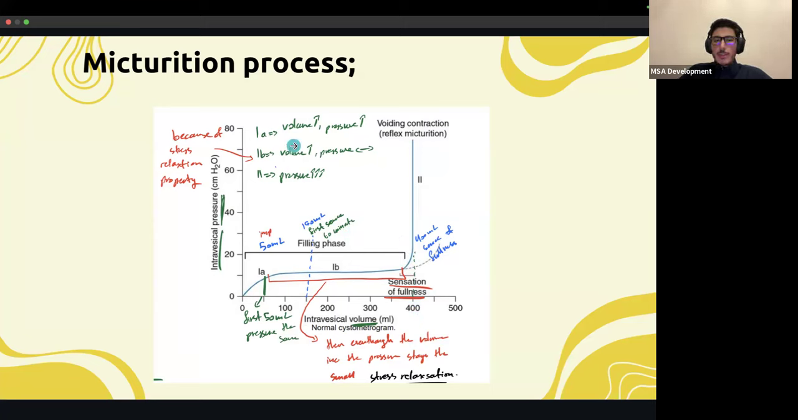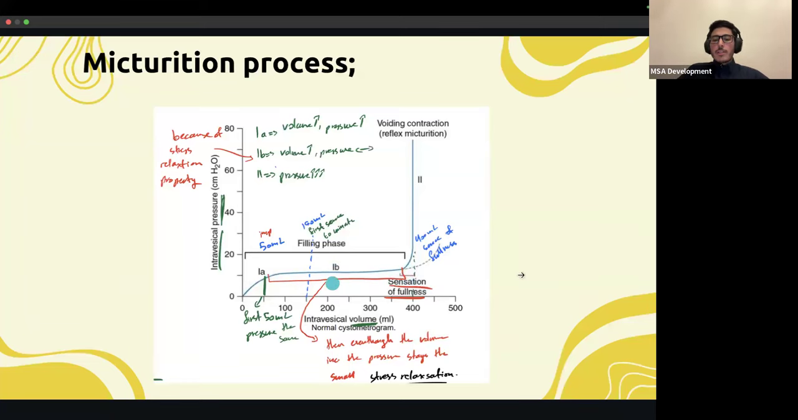I mentioned that in segment 1A, you have an increase in volume and also an increase in pressure. In segment 1B, you have an increase in volume, but the pressure is constant. Why? You may have a question in the exam where you have this graph, and the doctor is pointing toward segment 1B and asking why the segment has constant pressure.